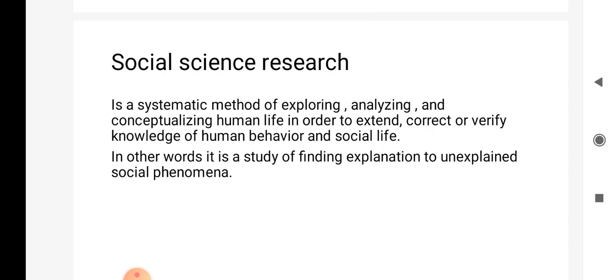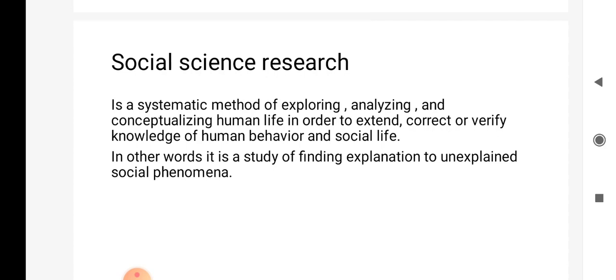So here we see the definition of social science research. It is a systematic method of exploring, analyzing, and conceptualizing human life in order to extend, correct, or verify knowledge of human behavior and social life. So you can say it is asking questions like how, where, why, who, whom, the various questions pertaining to human life and human behavior, and trying to find answers to these questions with regard to human behavior in relation to the society. In other words, it is a study of finding explanation to unexplained social phenomena.